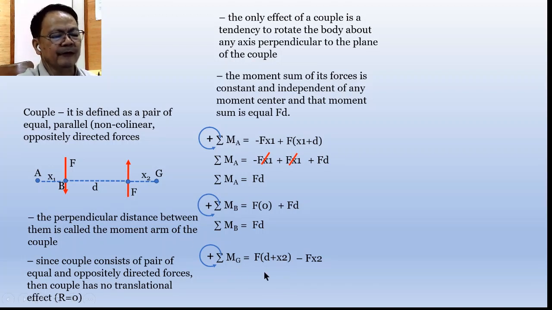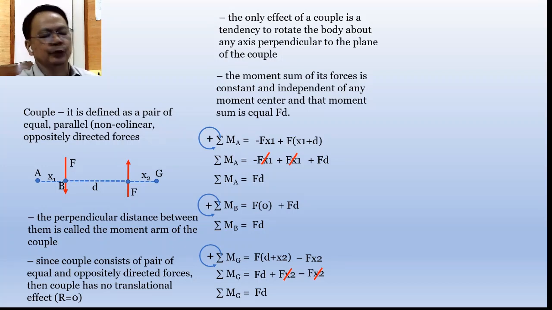And when we simplify this term, we shall be getting that the moment of the forces about G shall be the product of F multiplied by D plus F multiplied by x sub 2 minus F multiplied by x sub 2. And again, you will notice that these two F times x sub 2 will cancel each other. Hence, we shall be getting the summation of moment about G equal to the product of F multiplied by D.